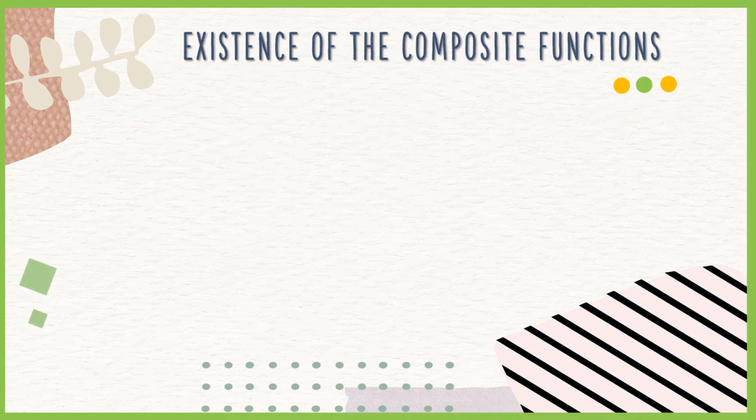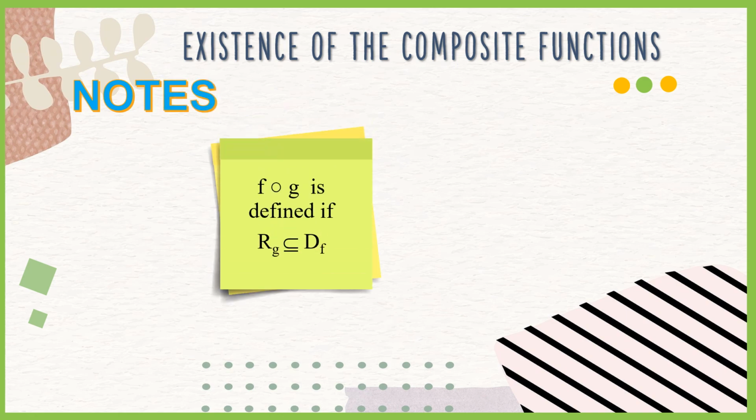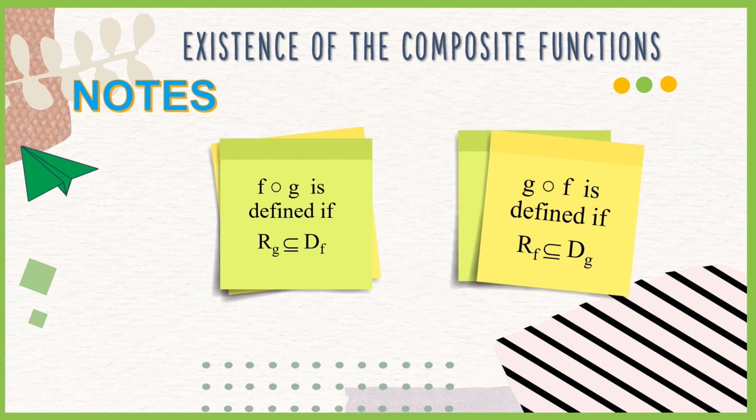So how do we determine whether two functions can be combined to form a composite function? To determine whether f of g exists, the range of g must be a subset equal set to domain f. To determine the composite function g of f exists, the range of f must be a subset equal set to domain g.